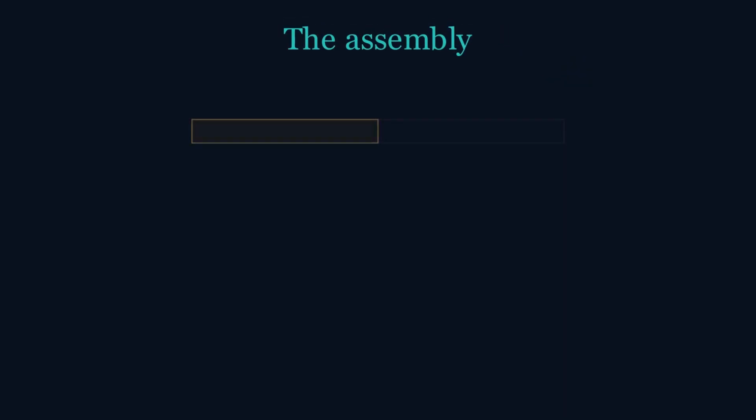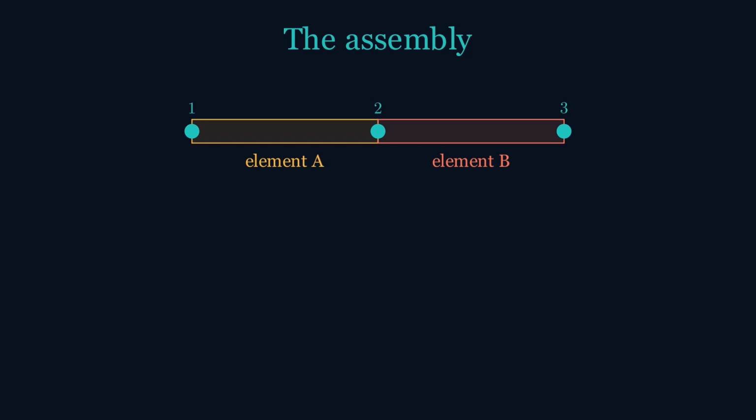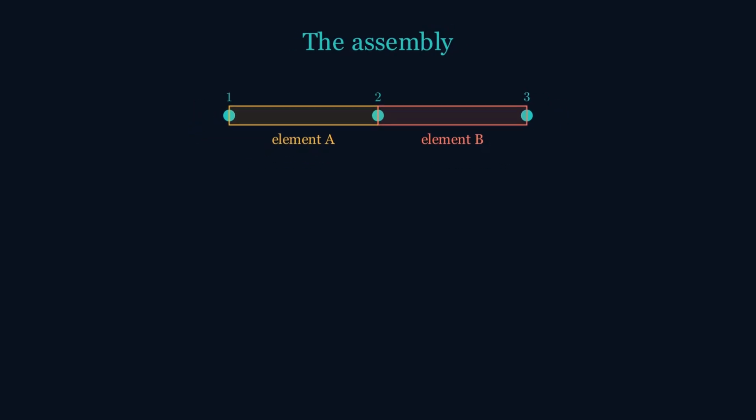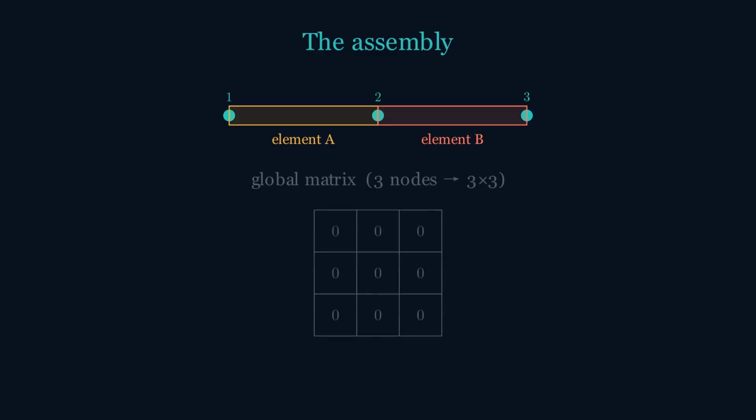Now the crucial step. Take two elements, A and B, joined at a shared middle node. 3 nodes total. Each element has its own 2 by 2 stiffness matrix. We want one big global matrix for all 3 nodes, so a 3 by 3. It starts empty. Now we drop each element's matrix into the rows and columns for its nodes. Element A connects nodes 1 and 2, so its 4 numbers go into the top left block, rows and columns 1 and 2.